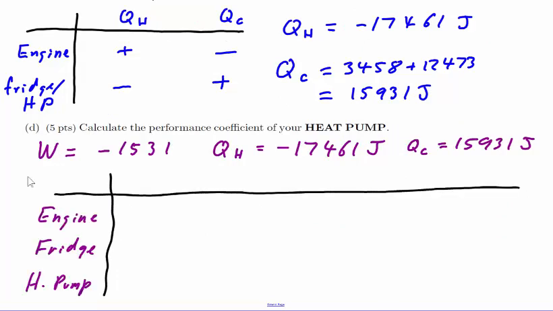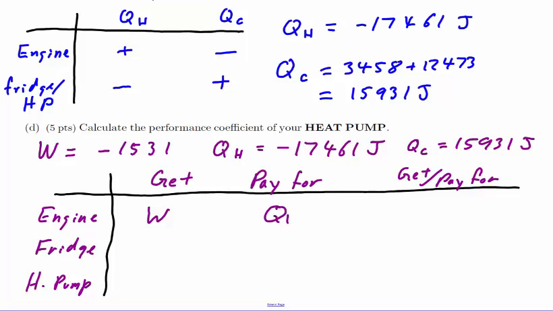Once again, the answer to this part of the problem depends upon what kind of a device that we have. For each device, whether we have an engine, a refrigerator, or a heat pump, we have to decide what it is that we get as a result of running this device and what we used to pay for it. Performance, whether it's efficiency for an engine or whether it's a coefficient for the refrigerator or heat pump, is always defined as what you get divided by what you pay for. Let's examine each row. We made an engine because we wanted to get some work. We paid for it by drawing heat out of a hot place. As a result, what we get over what we pay for is the work divided by Q hot.